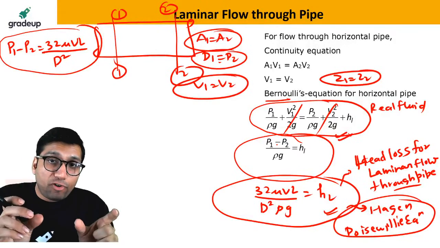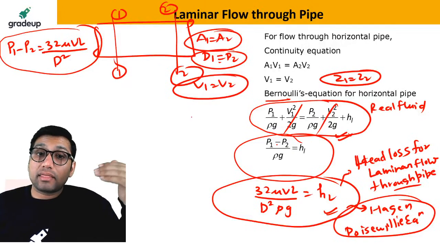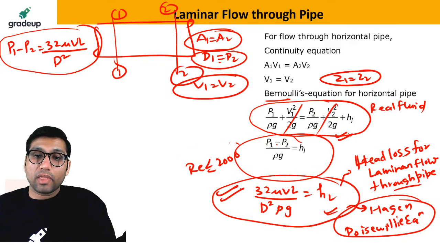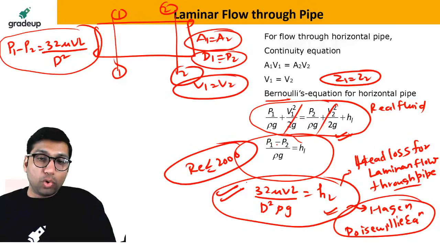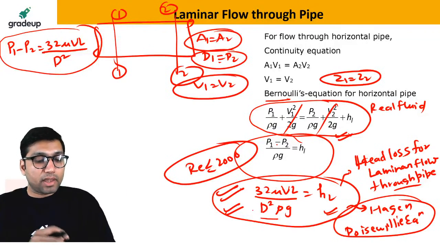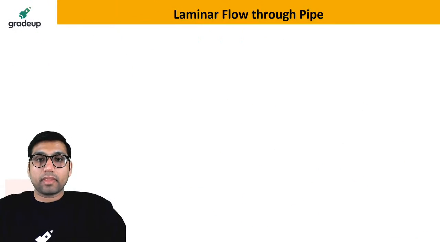If it is a pipe flow and you have found the Reynolds number, and it comes out to be less than 2000, then definitely you can apply this formula. If Reynolds number is less than or equal to 2000 and it is flow through a pipe, you can apply this formula for head loss, equal to 32 mu VL by rho g d square. Clear everyone? That is a very important formula.